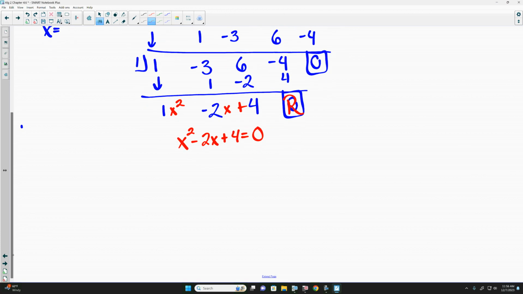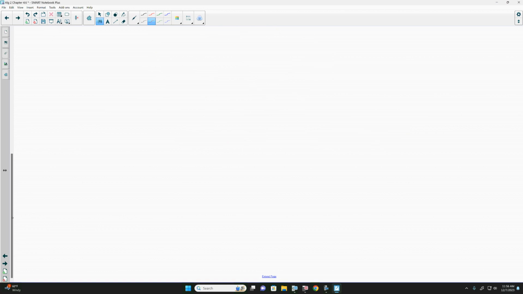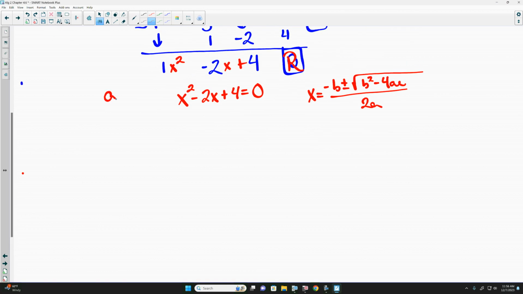Now, unfortunately for this one here, we can't use the square root method because we do have a middle term. We do have an x term. So we're going to use the quadratic formula. A is the number in front of x squared, which in this case is 1. B is the number in front of x, and C is our constant term, our term without a variable. And this is all referencing back to the general form of ax squared plus bx plus c.